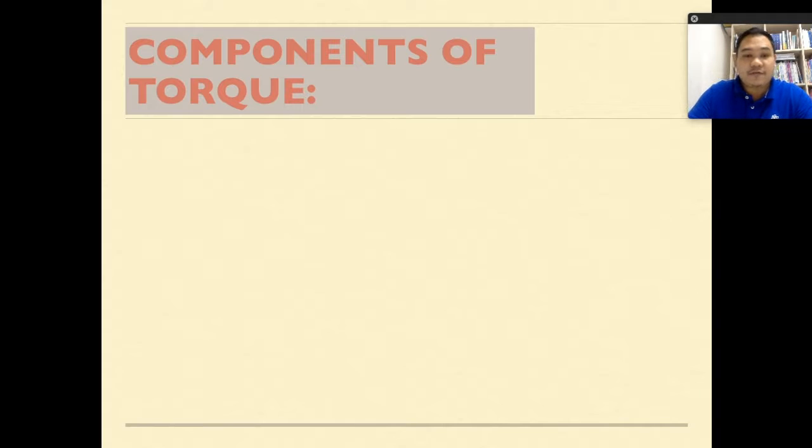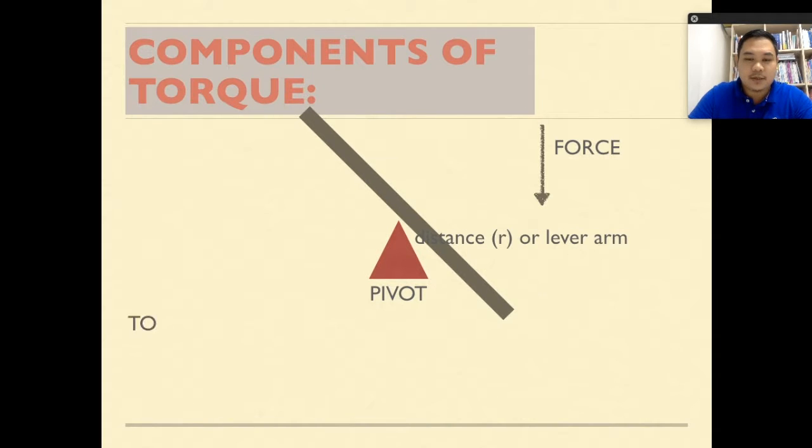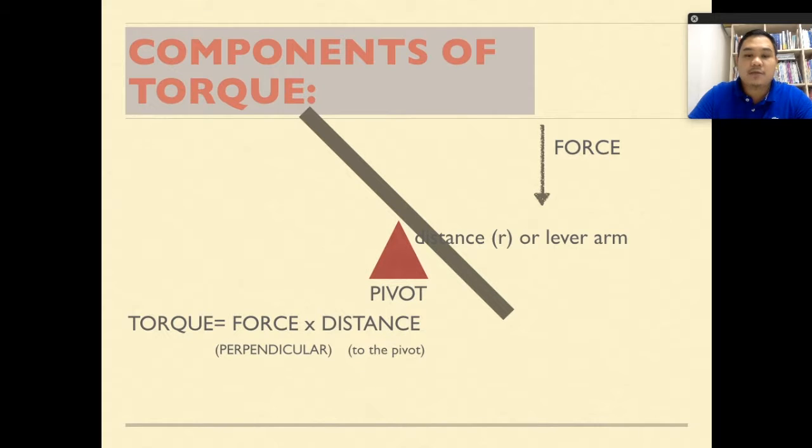So let's first study the components of torque. I have here my diagram. We have here the force that is being applied, and the triangle represents the pivot, and we have here the distance or the lever arm. Therefore, we define torque as the force multiplied by the distance. But remember, this force must be perpendicular, and the distance is from that point to the pivot.